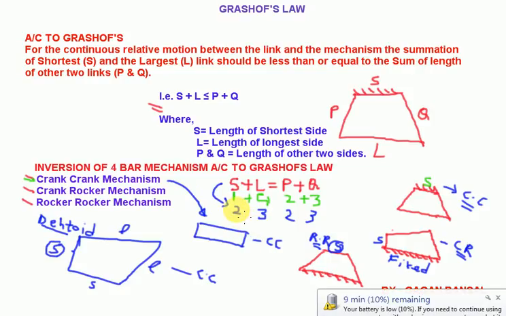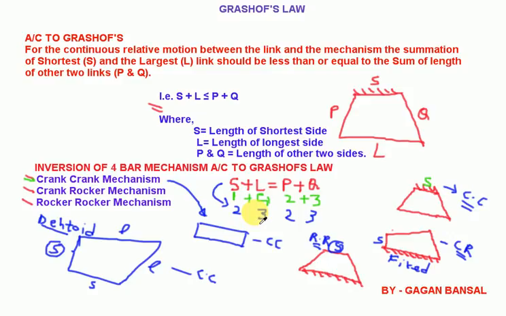So when S plus L is equal to P plus Q and it is a parallelogram linkage, where pairs of opposite links are equal, then it is known as a crank-crank mechanism. And if the largest link is fixed, it is known as a crank-rocker mechanism.